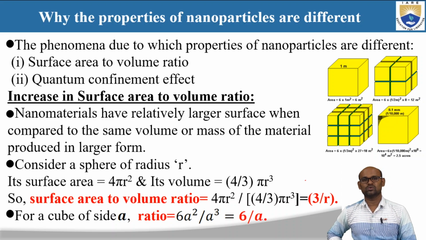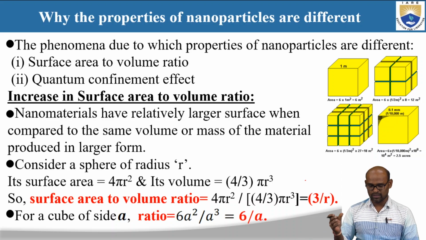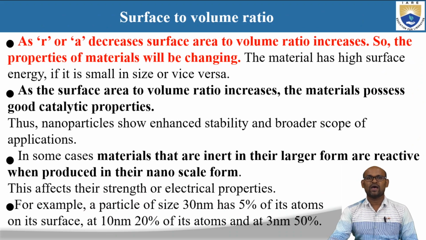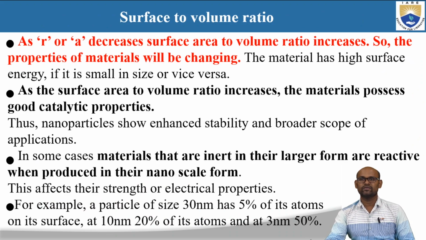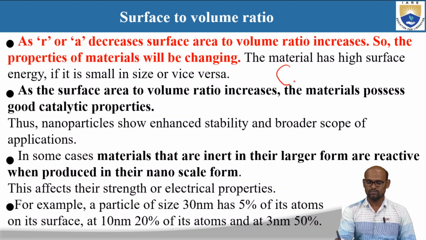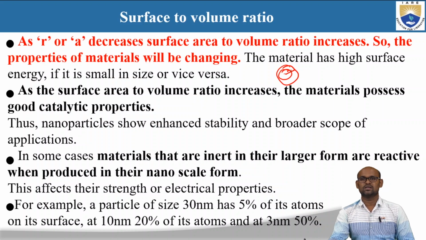When the surface area to volume ratio increases, some of the materials which are not catalytic will become catalytic. So as the radius decreases, the surface area to volume ratio increases, and the properties of materials will change. When we decrease the size of this spherical particle to a smaller size, the surface area to volume ratio increases and the properties of the materials change. The material has high surface energy if it is small in size.